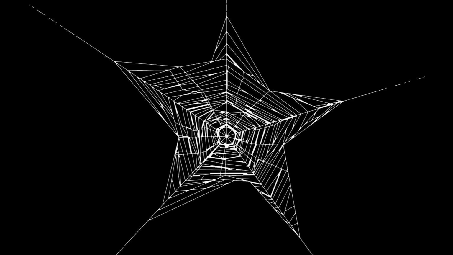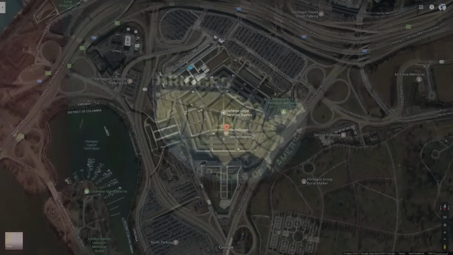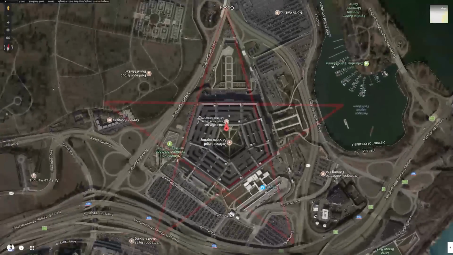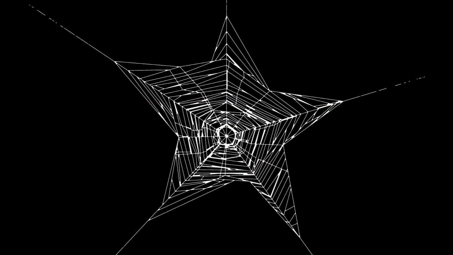We know that at some point in Death Stranding's lore, the United States of America changed its name to the United Cities of America, suggesting that a major reform happened at some point. What if part of that reform also involved restructuring the Pentagon, maybe adding triangle-shaped structures on each of the 5 edges and creating an edifice that looks more like a star than a pentagon, resulting in renaming it to the Pentagram? Perhaps that's why the Bridges logo shows a pentagon shape that is reminiscent of the inner walls of our real-world Pentagon encased within star-shaped walls.